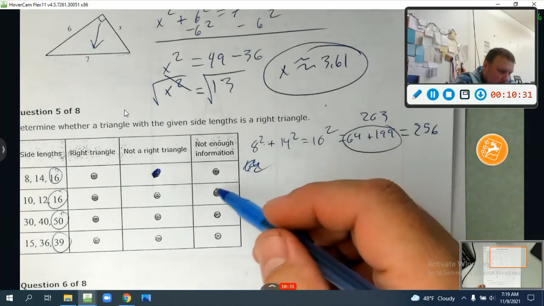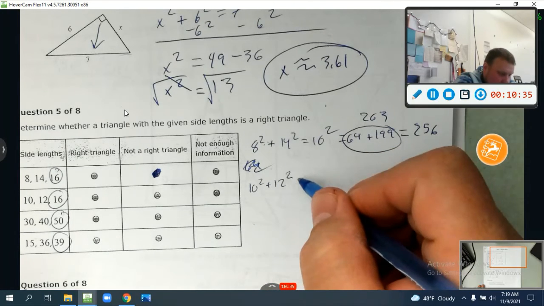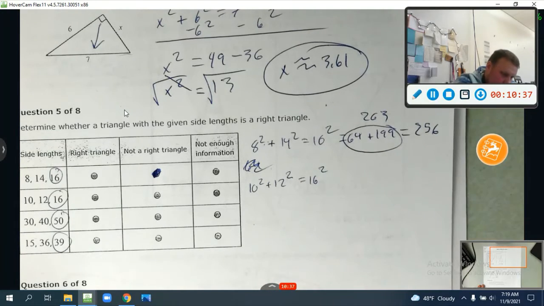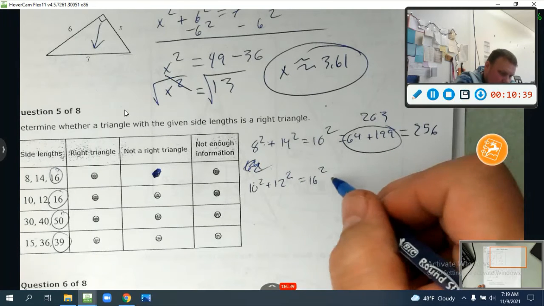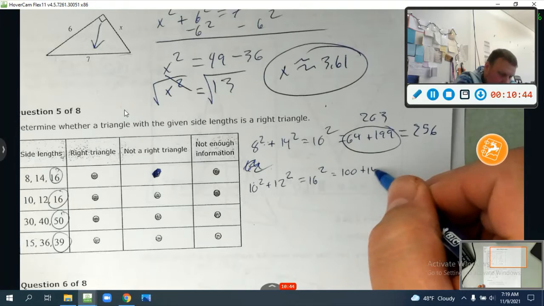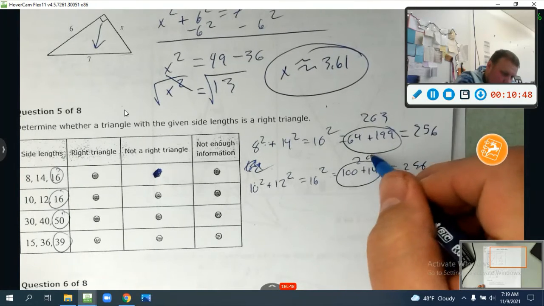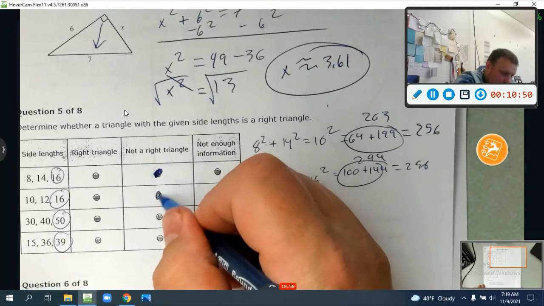Okay, and right here, 10 squared plus 12 squared equals 16 squared. Alright, so this is going to be 100 plus 144 equals 256. Well, that's 244, so nope, not a right triangle.